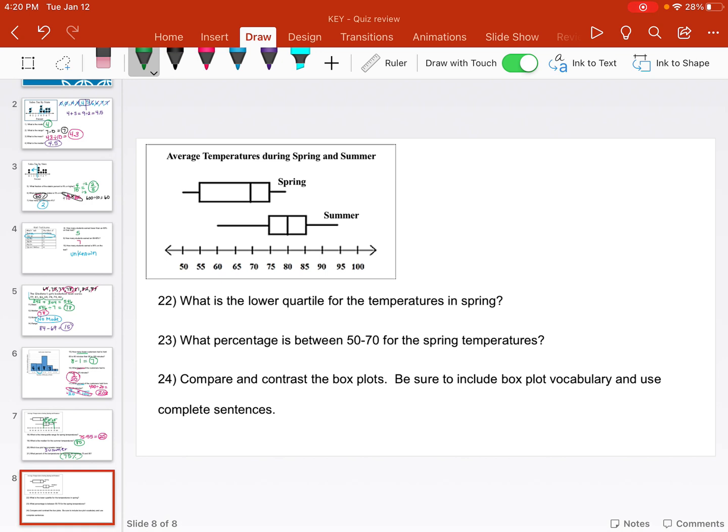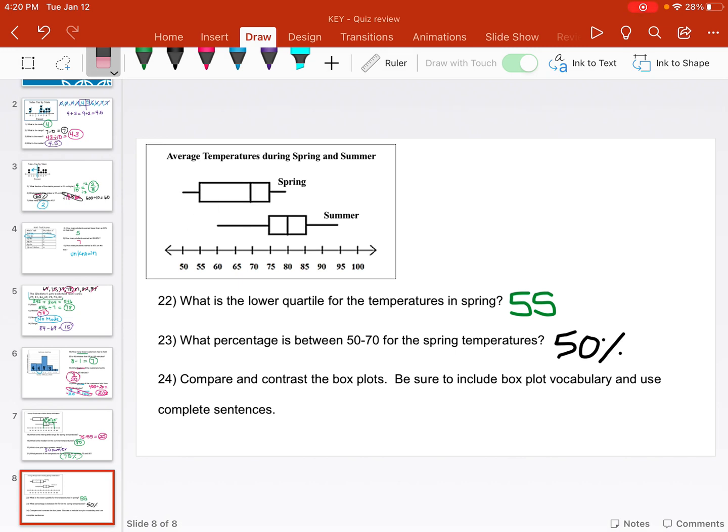All right, what is the lower quartile for the temperatures in spring? Lower quartile is right here, the lower part of the box, 55. What percentage is between 50 and 70 for the spring temperatures? From 50 to 70, that's 1, 2 of the sections, 1, 2. Each of these are worth 25, so that is 50% altogether, half the data.